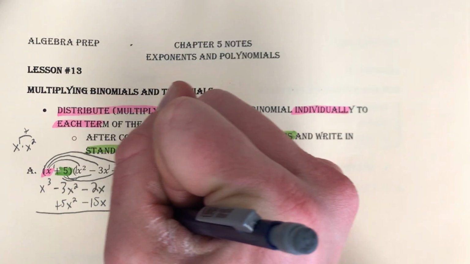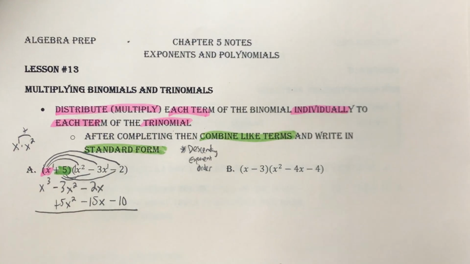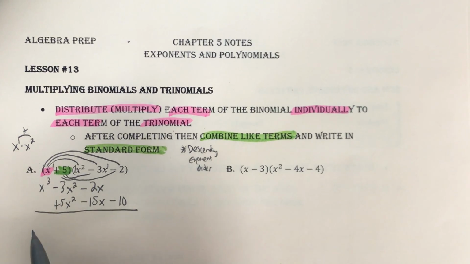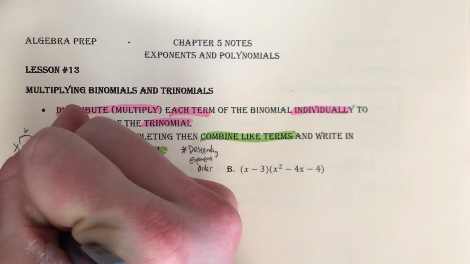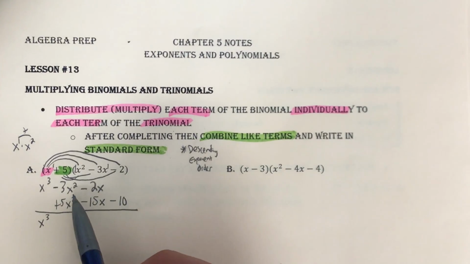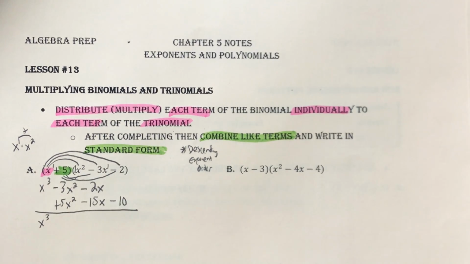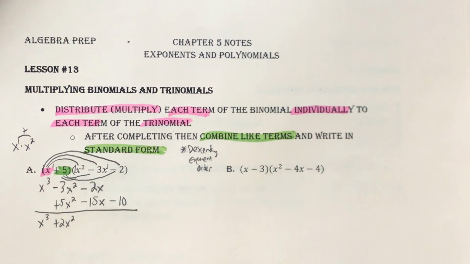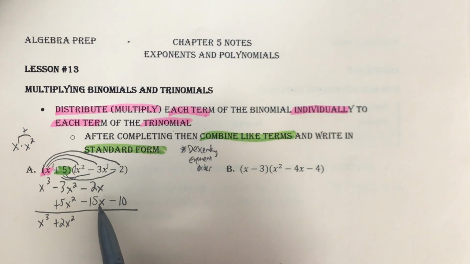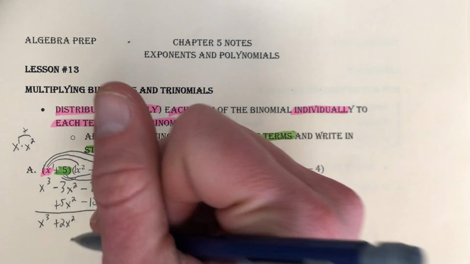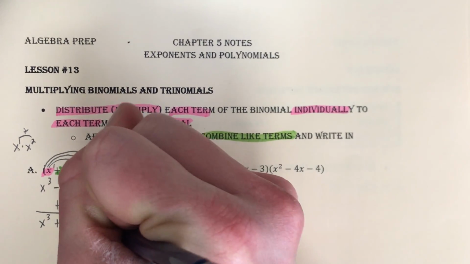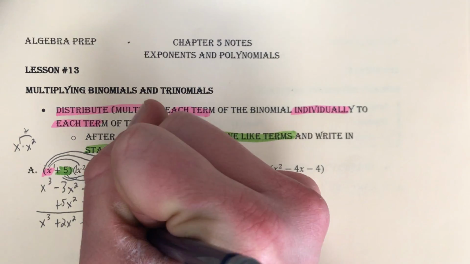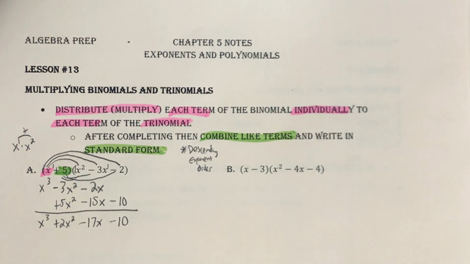So now I've distributed every term from the binomial to every term of the trinomial. Now I should be able to combine like terms and make sure it's in descending exponent order. Well, nothing to combine my x to the third with, so I'm going to bring that down. Negative 3x squared and positive 5x squared is positive 2x squared. Negative 2x and negative 15x is negative 17x. And then negative 10, nothing to combine that with, so bring that down as well.